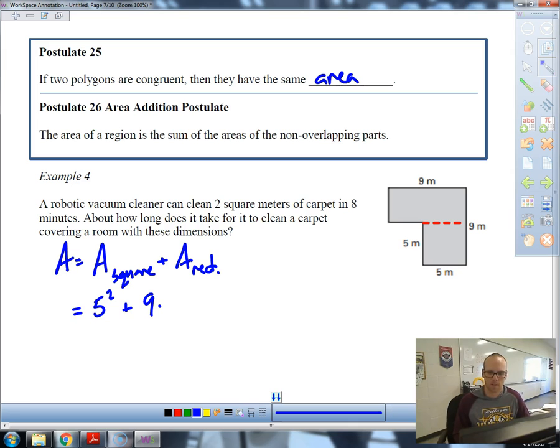How long is this? Do we know that? We certainly do. If this is 5 over here, this is 5, and the total length is 9. Using the segment addition postulate, this would have to be 4. So we're taking 5 squared plus 9 times 4. That's 25 plus 36, or 61. What are our units here? Square meters.